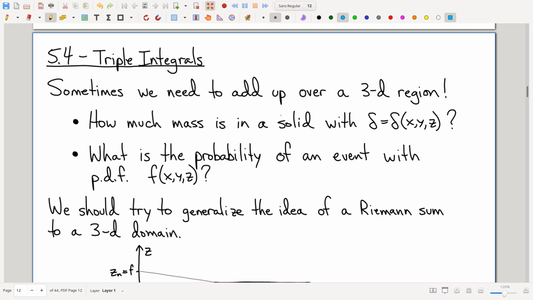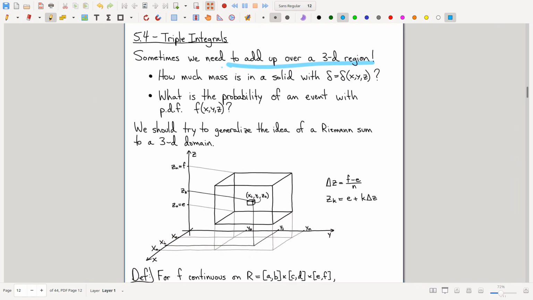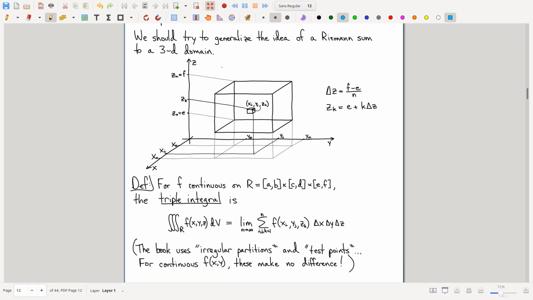Okay, so what's a triple integral? Well, there's a lot of stuff that accumulates over three-dimensional regions. It's as simple as that. And so looking at the picture here, here's a three-dimensional region. I'm going to start with a box, three-dimensional rectangular box, and slice it up.